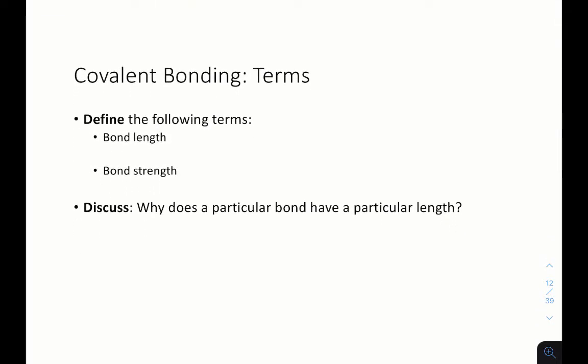We'll start by defining terms. So pause and define in words and with diagrams the terms bond length and bond strength.